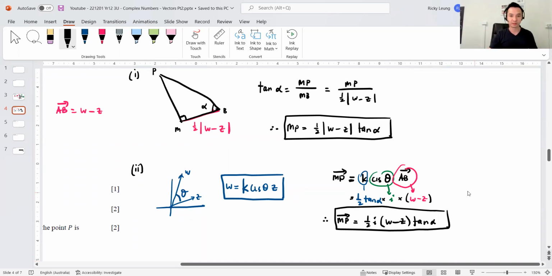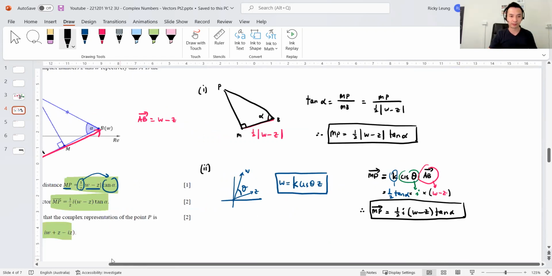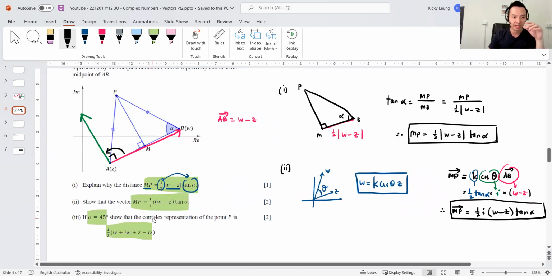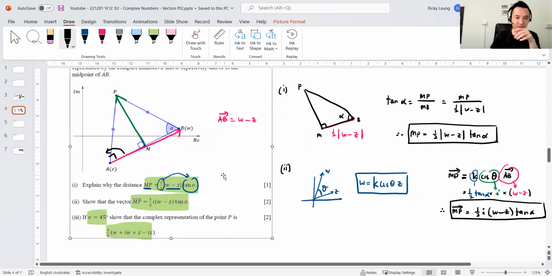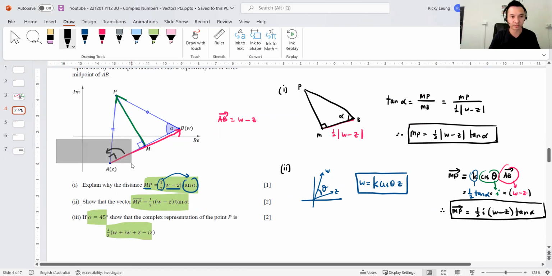Last but not least, what's this question saying? If alpha is 45 degrees, let me put this back over here. So if alpha is 45 degrees, isosceles triangle, don't know whether that has anything to do with anything. That gives me the value of MP. Then find the vector representation of P.